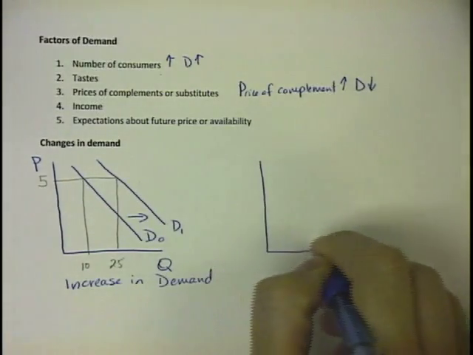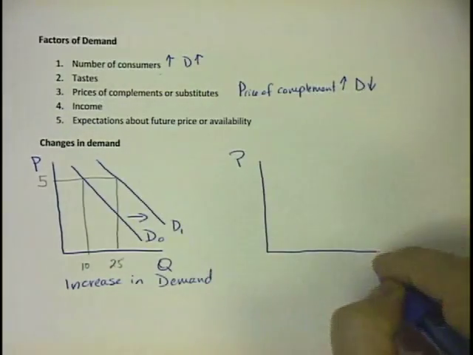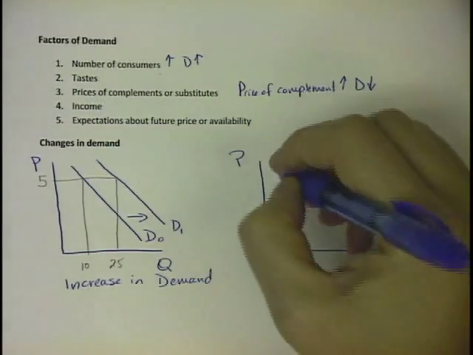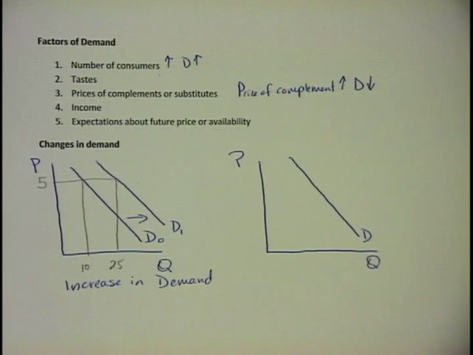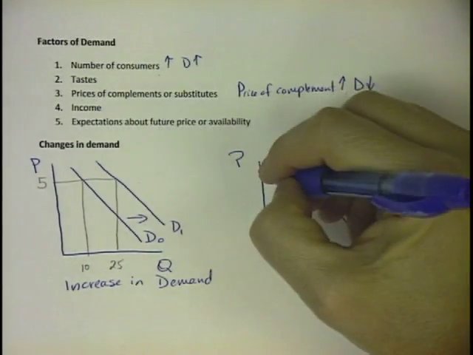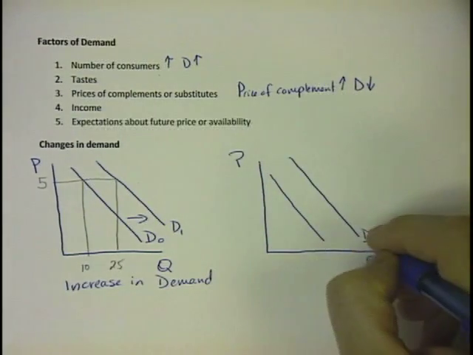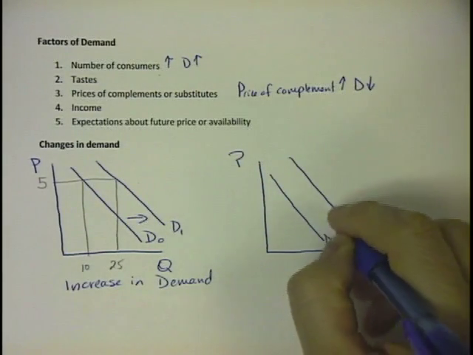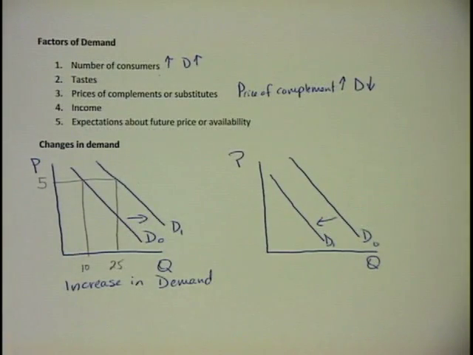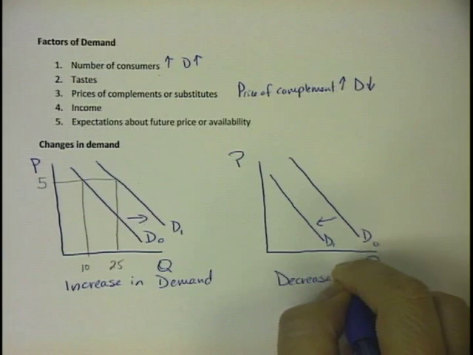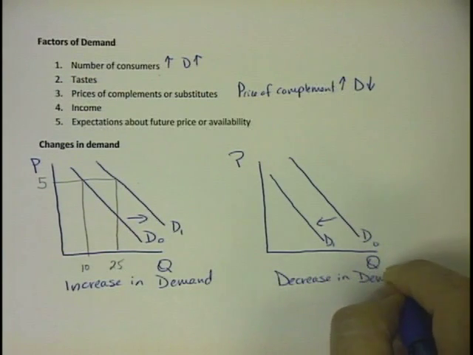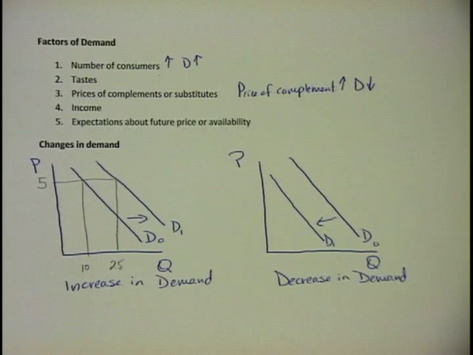Okay, so let's see what a decrease in demand looks like. We have price, we have quantity. So if we have our original demand curve and the price of hot dogs goes up, what's going to happen to the demand for hot dog buns? Well, we'll buy less of them, so the demand will shift to the left, which will look like that. So that would be a decrease in demand.